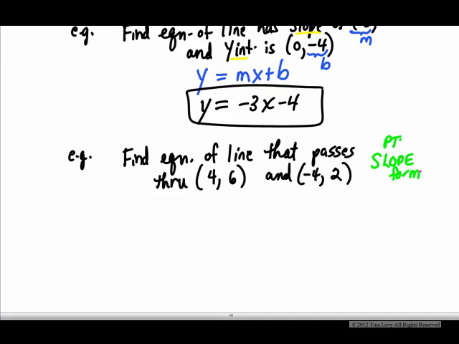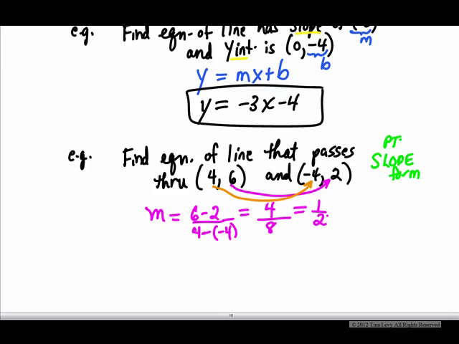First step is we're going to get the slope. So the slope is the difference in the y's, 6 minus 2, and then you go to the x in the same point, the difference in the x's. And that is 4 minus a negative 4. So this is 6 minus 2 is 4. 4 plus 4 is 8, and it reduces to a half. So we now have the slope.